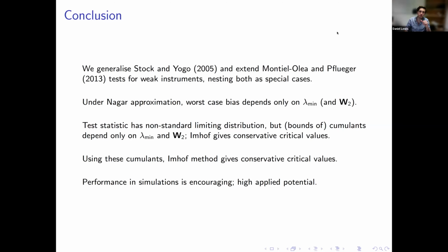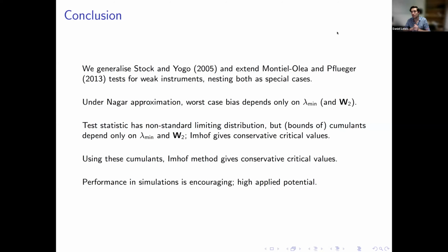The key to doing this was using the Nagar approximation, under which the worst case bias depends only on the scalar sufficient statistic, which is the minimum eigenvalue of the concentration matrix, and the asymptotic covariance matrix of the first stage coefficients, which we can consistently estimate. The test statistic had a very difficult limiting distribution to work with, but we were able to work out bounds on its cumulants that depended only on this same minimum eigenvalue and W2, and then we used the Imhof approximation to arrive at the critical values.